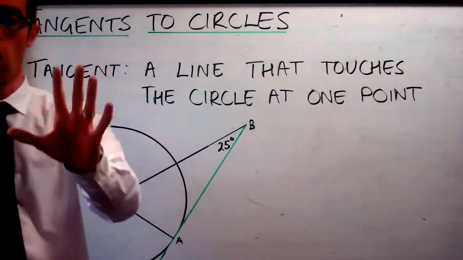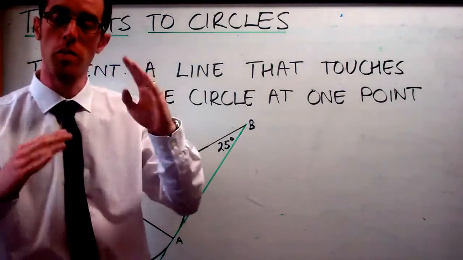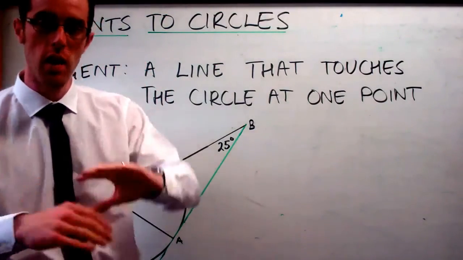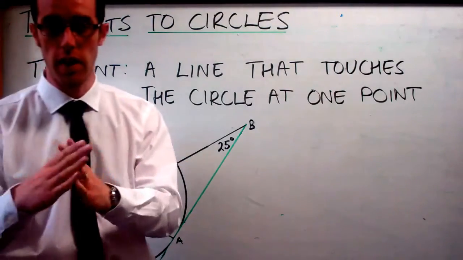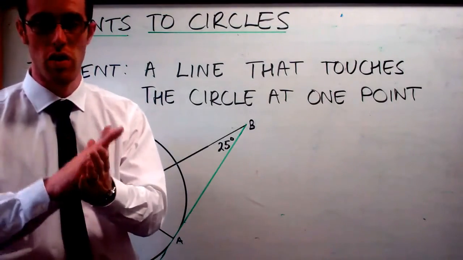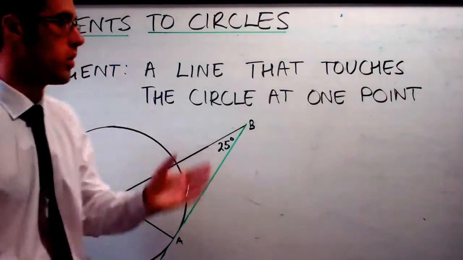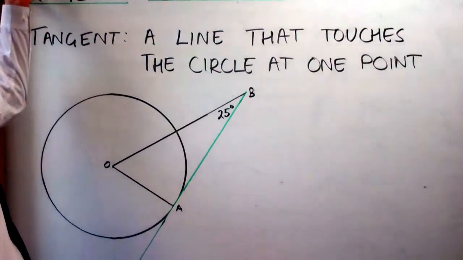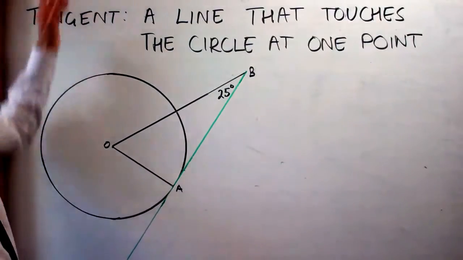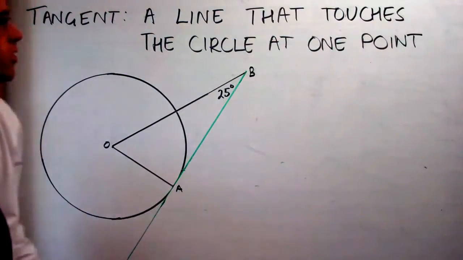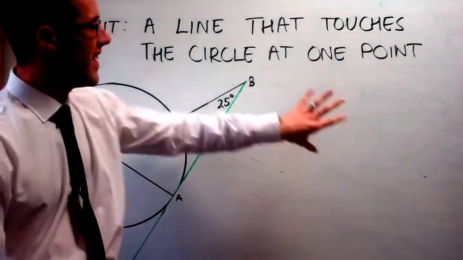So we've been used to chords, which cut through the circle. We've got diameters and we've got radii. A tangent is a different type of line that interacts with the circle, and it only touches the edge of the circle at one point. So I'll show you that just now. Make sure you're copying that into your jotter. A tangent is a line that touches the circle at one point.